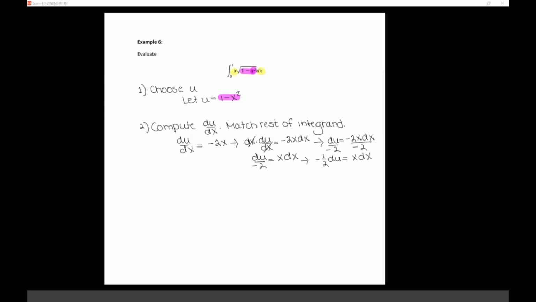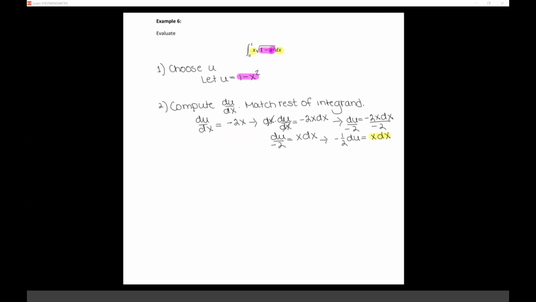Okay, and now I have a match to the other piece of my integral. So this part's going to be u under the radical sign. This part, x dx, I'm going to substitute with negative 1/2 du. Now I want to do this with u bounds because it's faster. So I'm going to compute new u bounds.